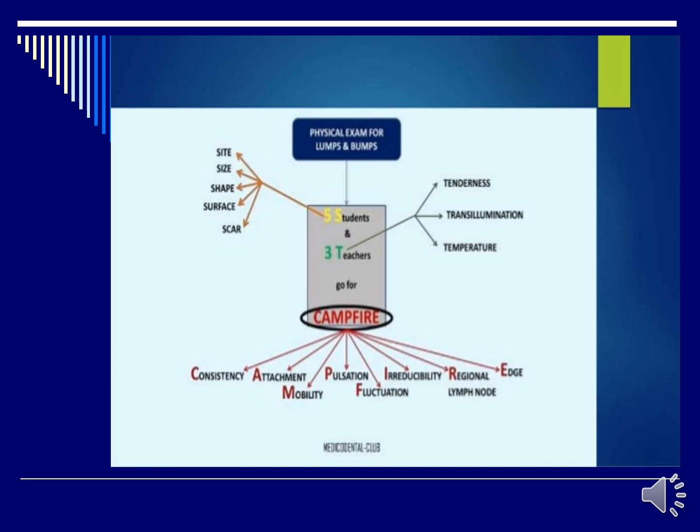Irreducibility: we press on it and it doesn't go away, this is a hard tumor. And regional lymph nodes and age of the tumor, whether it is diffuse or sharp edge, matted or single. All of these are important in the examination of the lymph node.